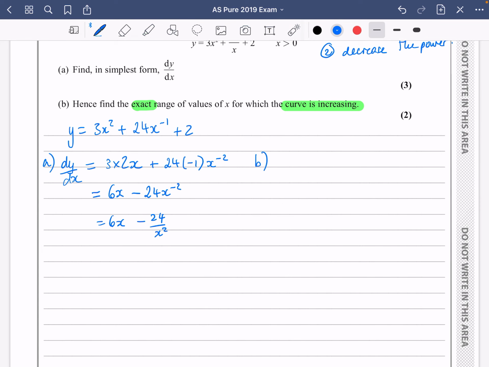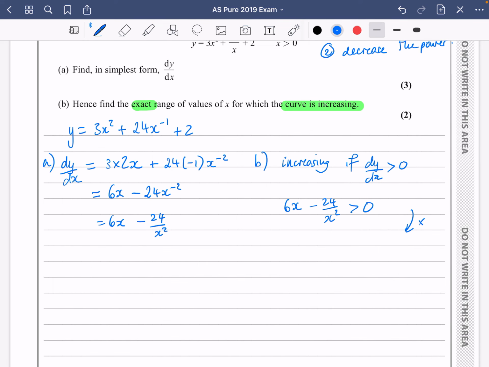Now you should know that a curve is increasing if dy by dx is greater than 0. Some definitions say greater than or equal to 0, but both of those, whichever one you use, will still get the marks here. So all I need to do is I have that 6x minus 24 over x squared must be greater than 0. So I'm going to solve this equation.